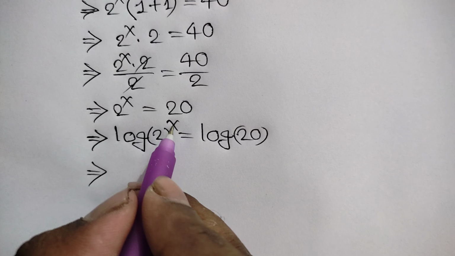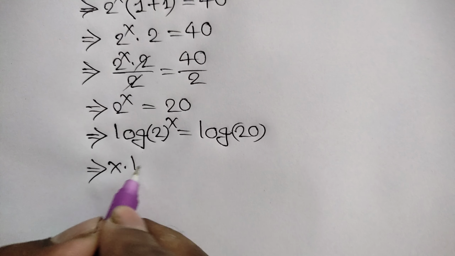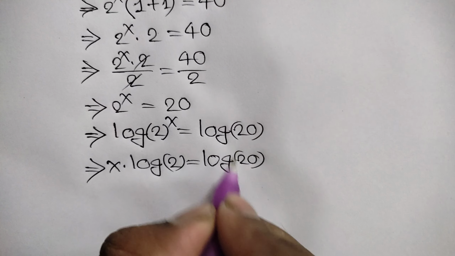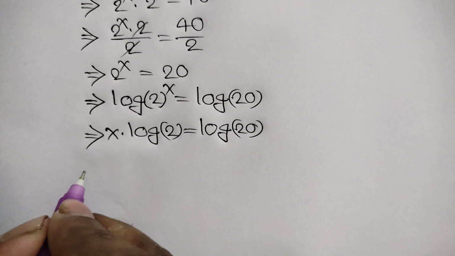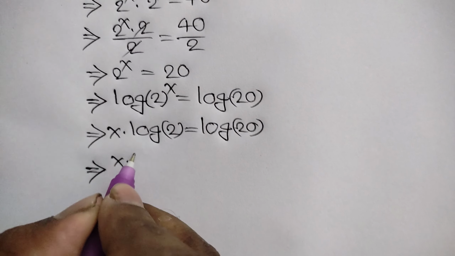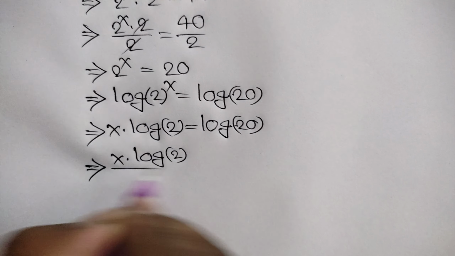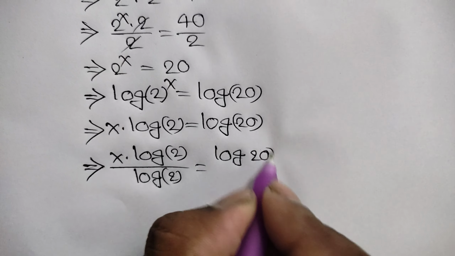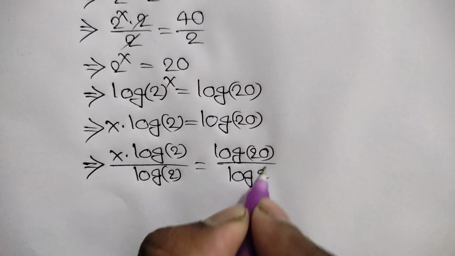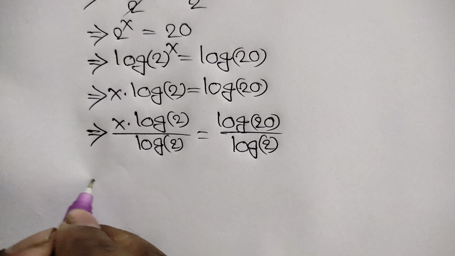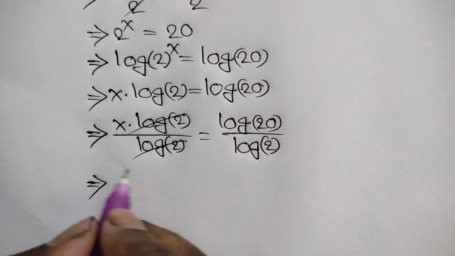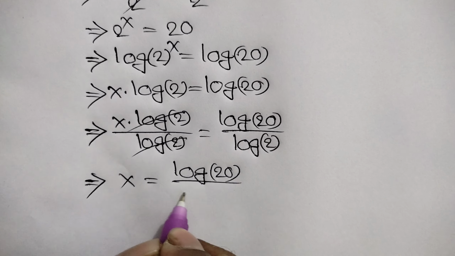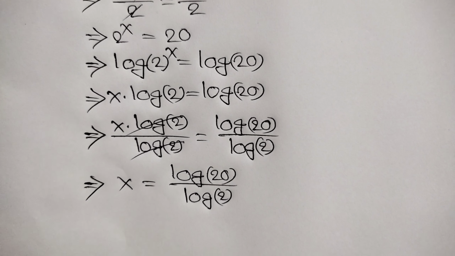We know the x moves forward, so we can write x times log of 2 is equal to log of 20. We need the value of x, so dividing both sides by log of 2, we can write x times log of 2 over log of 2 is equal to log of 20 over log of 2. This cancels this, so here we will get x is equal to log of 20 over log of 2.